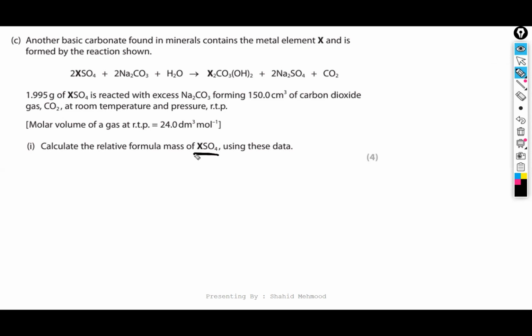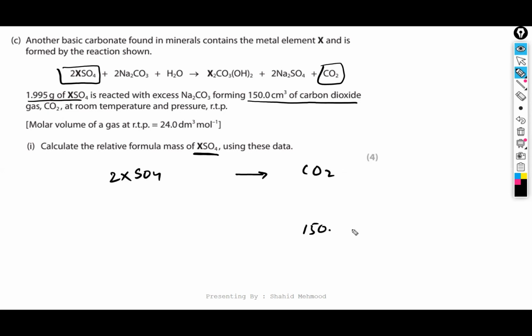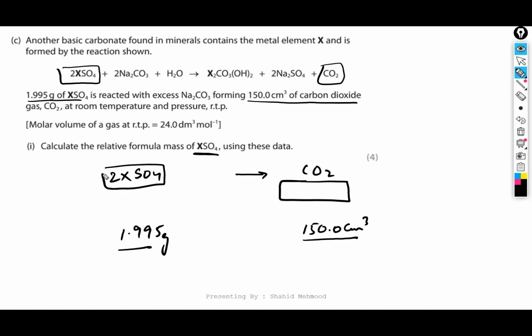Now look here, actually the relationship is between XSO4 and carbon dioxide. The carbon dioxide gas is produced here, and the mass of XSO4 is given. So I will write here only 2XSO4 and carbon dioxide. The mass used here is 1.995 gram. Now keep in mind this is a short method. If this is the volume, we have to write the volume of this in the balanced equation. If this is mass, we have to calculate the mass of this.